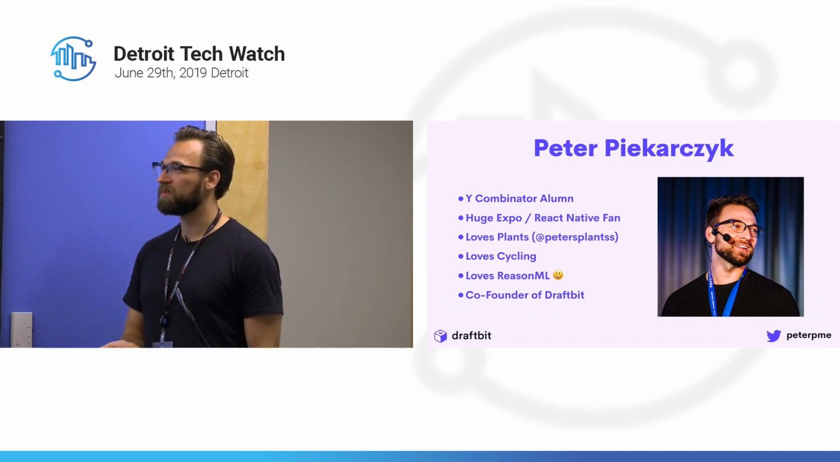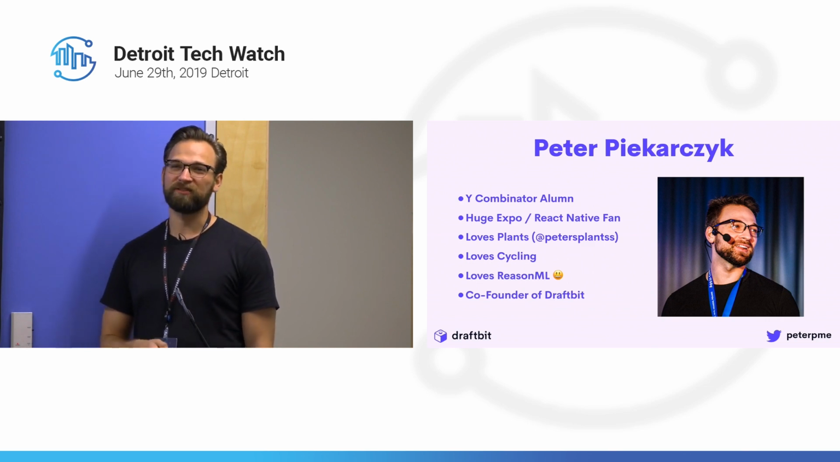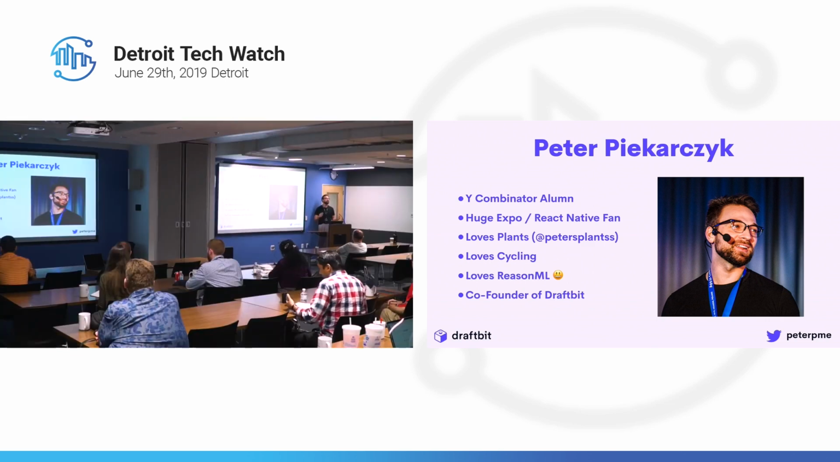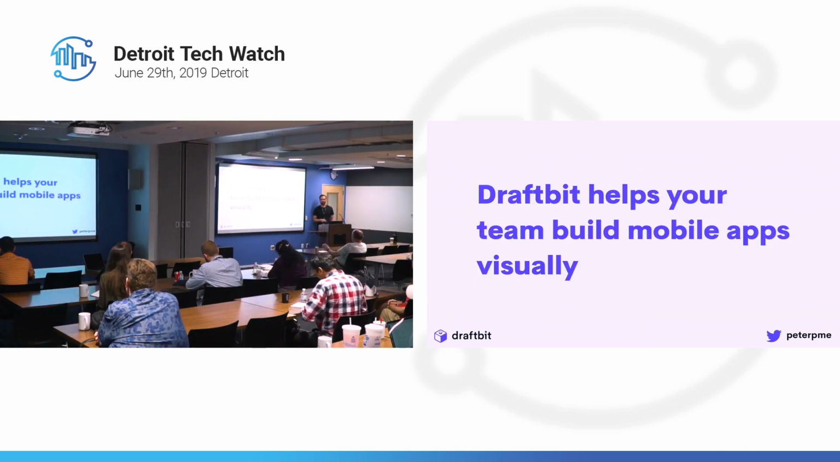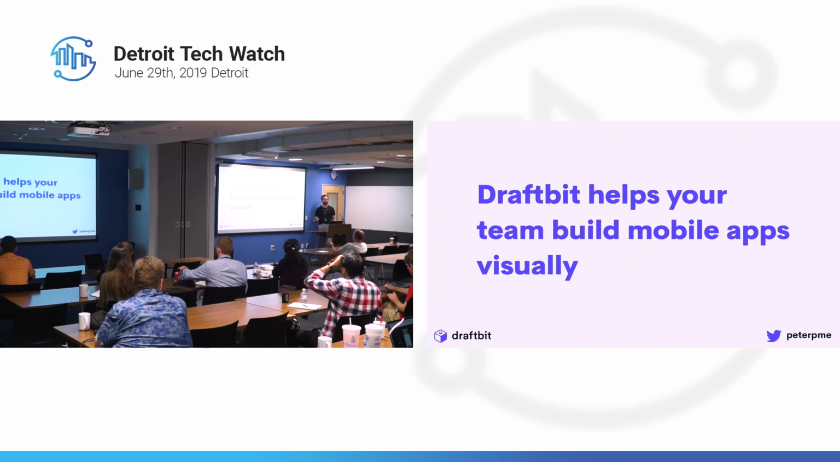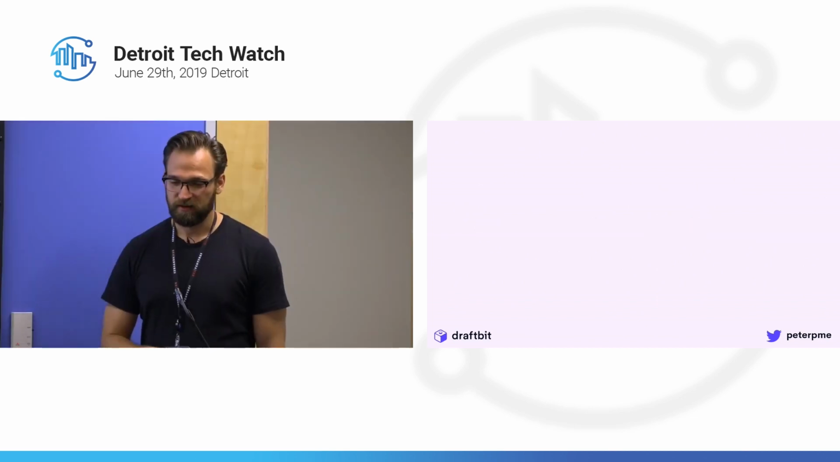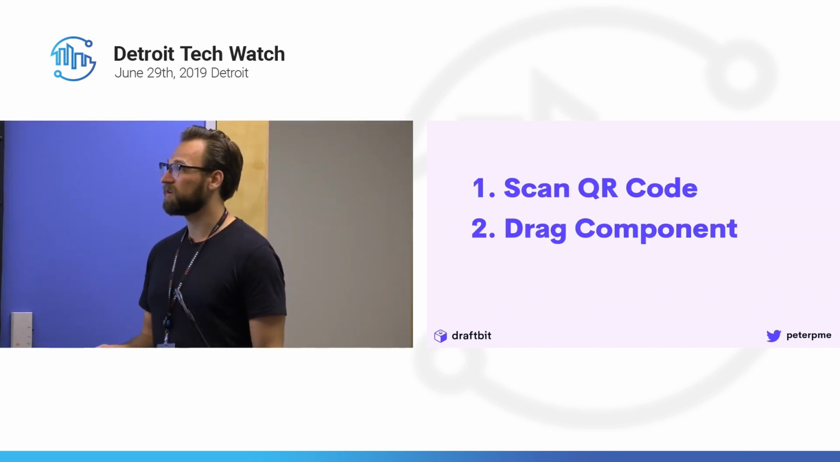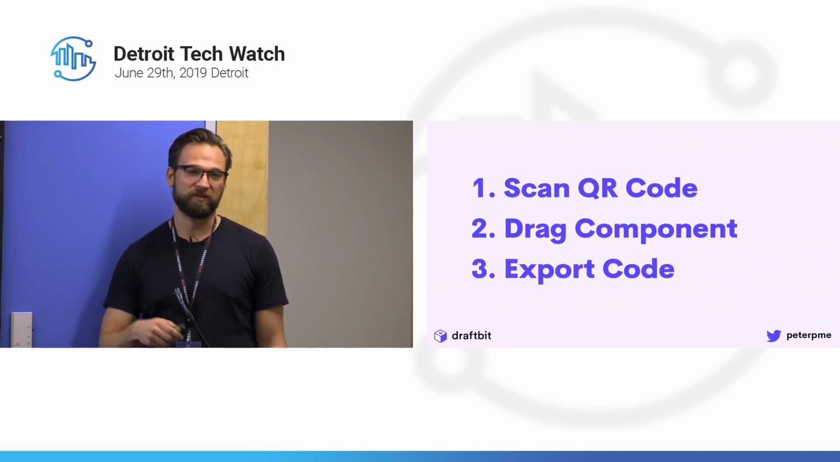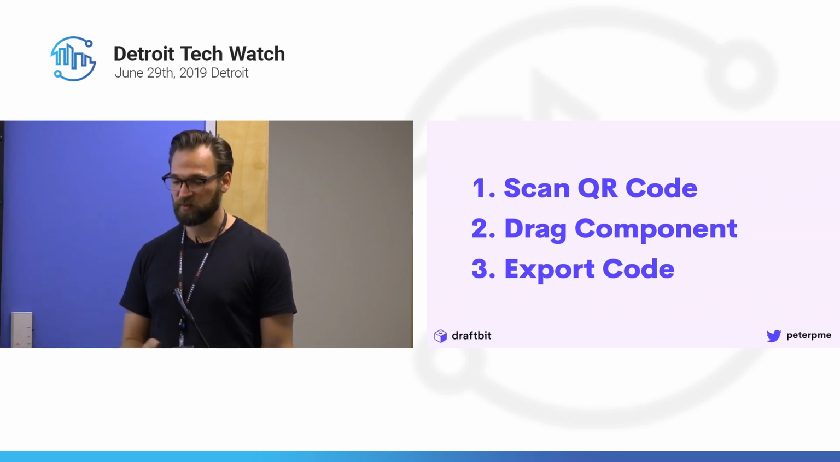I'm going to start with a little bit about Draftbit. I want to show you why I like Reason and how that whole process began, right? When Draftbit originally started, there were 2 engineers. For those of you that don't know what Draftbit is, it's a tool to help you build mobile apps visually. You go to this website, you scan a QR code, you drag a bunch of components onto your screen, and you can export that code. You can export the screen, the whole project, bits and pieces, whatever you'd like.